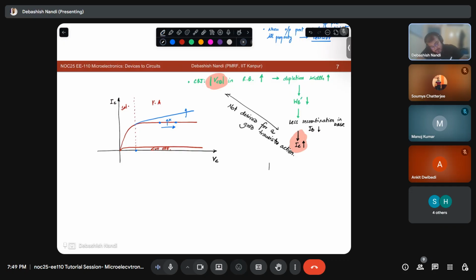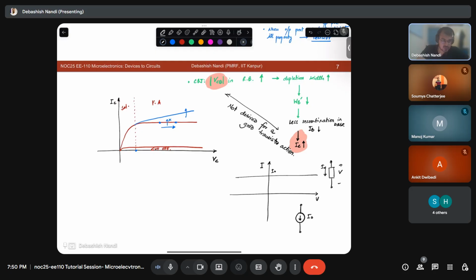So if I give you an IV characteristic of this sort, what is the element? Constant current source. That is a current source, right? Fine. So this element is nothing but a current source, or an ideal constant current source.